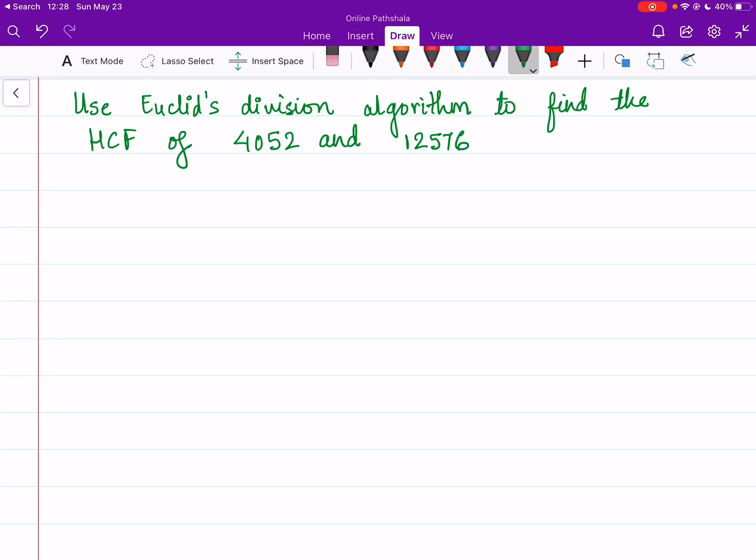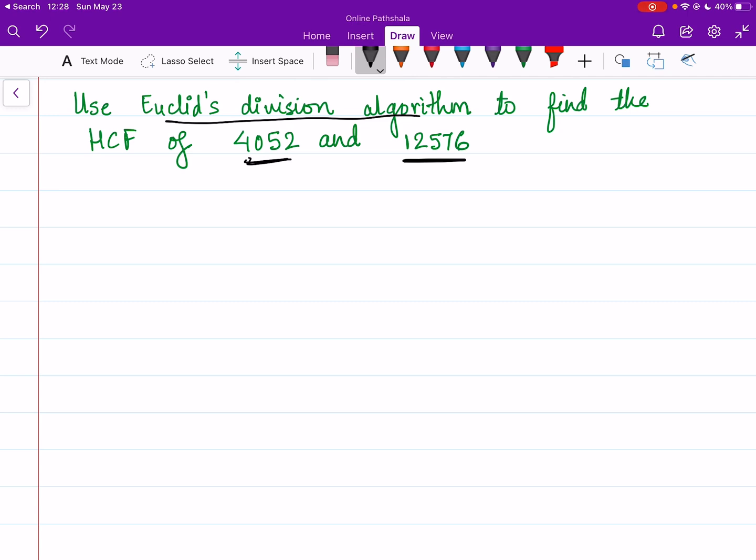Right, so in this video, we are going to look at an example of application of Euclid's division algorithm to find the HCF of two numbers. Now the question says: use Euclid's division algorithm to find the highest common factor of the numbers 4052 and 12576. Now let's apply the steps one by one.